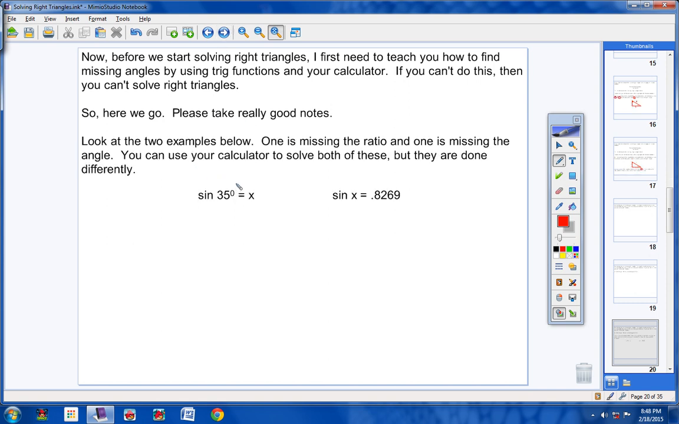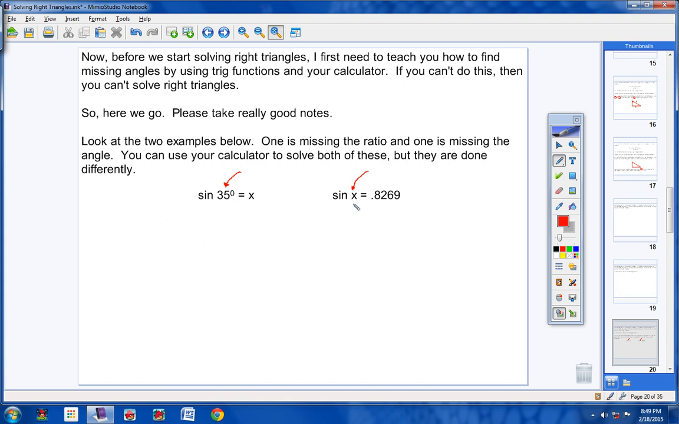Alright, copy these two examples in your notes, please, if you would, okay? Copy these down. Sine of 35 degrees equals x, and sine of x equals 0.8269. Now, notice one of these is missing the ratio, and one of these is missing the angle. Let me show you what I mean. This one here is not missing the angle because we have 35 degrees. You're missing the trig ratio right here. Do you see that? Sine of an angle. Over here, notice that you're missing an angle.